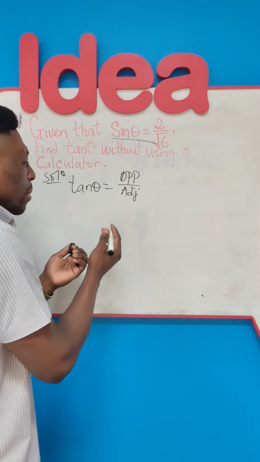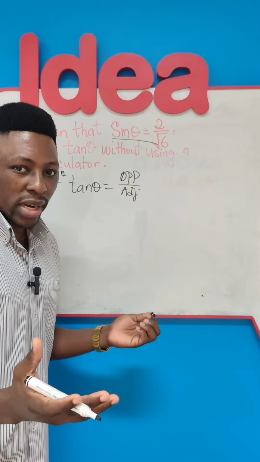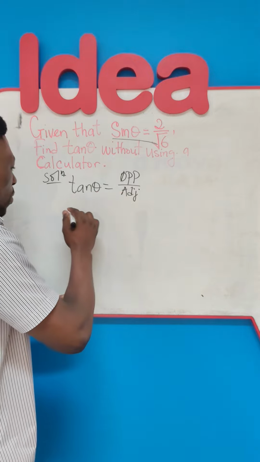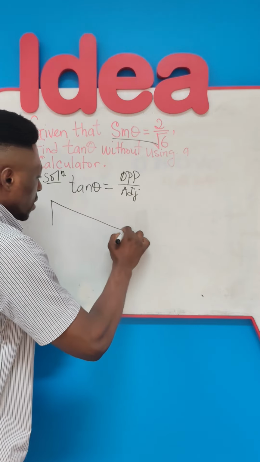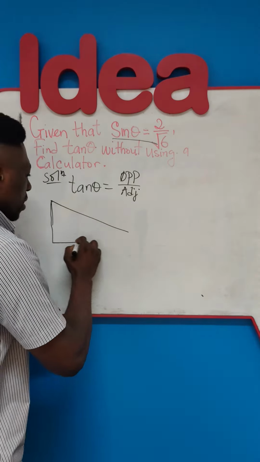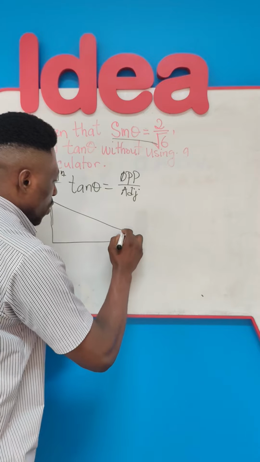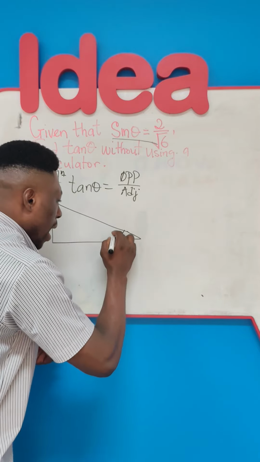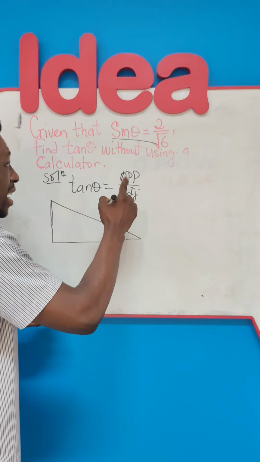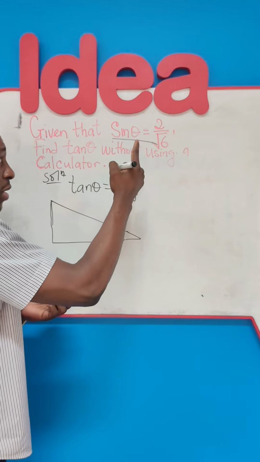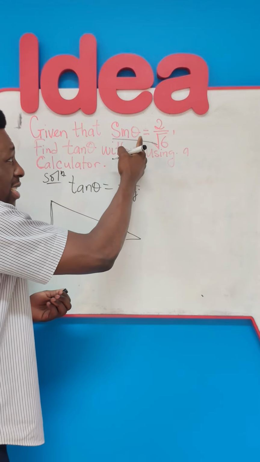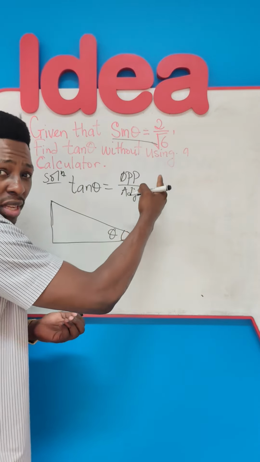a diagram. All right. So I'm going to draw a typical right angle triangle and then feed in this information. If we consider this to be our right angle triangle, though it's not very pretty, if this is our angle theta, then what is sine theta by definition? Sine theta is opposite over hypotenuse.